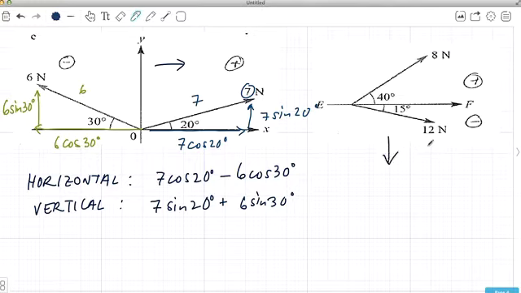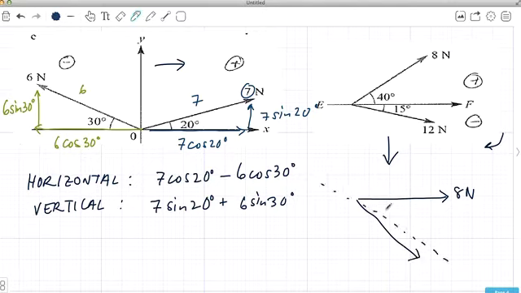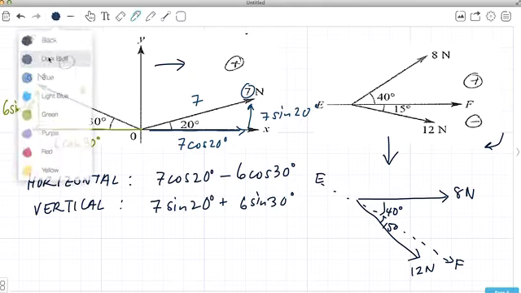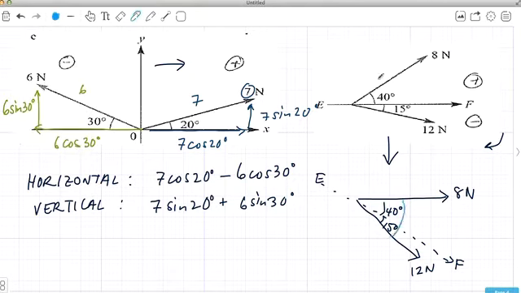So imagine taking this image and rotating it slightly so it looks like this. The 8N is flat, then you've got a little part there where you've got the 15 degrees and the 40 degrees, and this is 12 newtons. All I've done is literally just, and this dotted line is the E to F. There's E, there's F. So this vector is this thing here. You can see that the angle between these two is the total, so it would be 55 degrees.